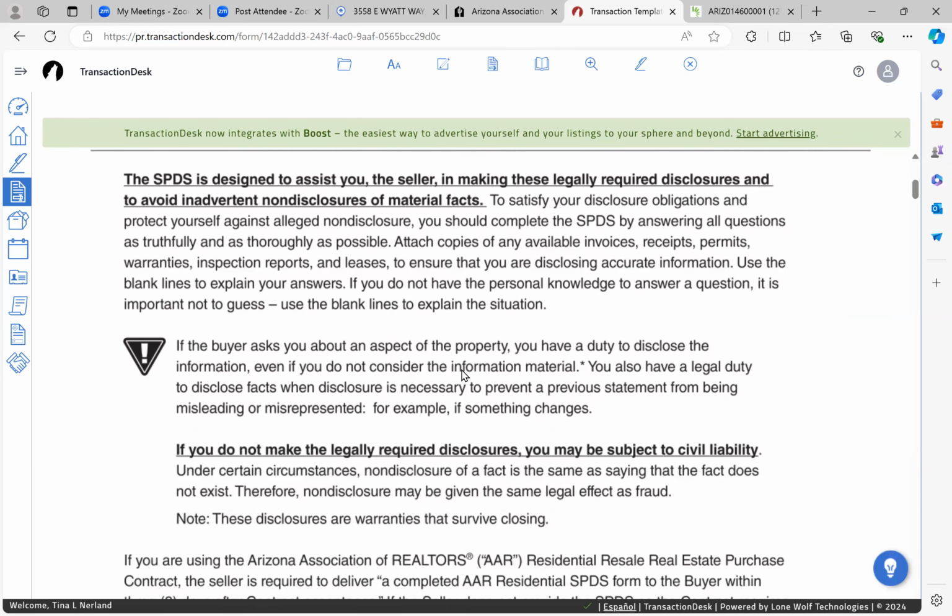If the buyer asks you about an aspect of the property, you have a duty to disclose information, even if you do not consider the information material. You also have a legal duty to disclose facts when disclosure is necessary to prevent a previous statement from being misleading or misrepresented. For example, if something changes.